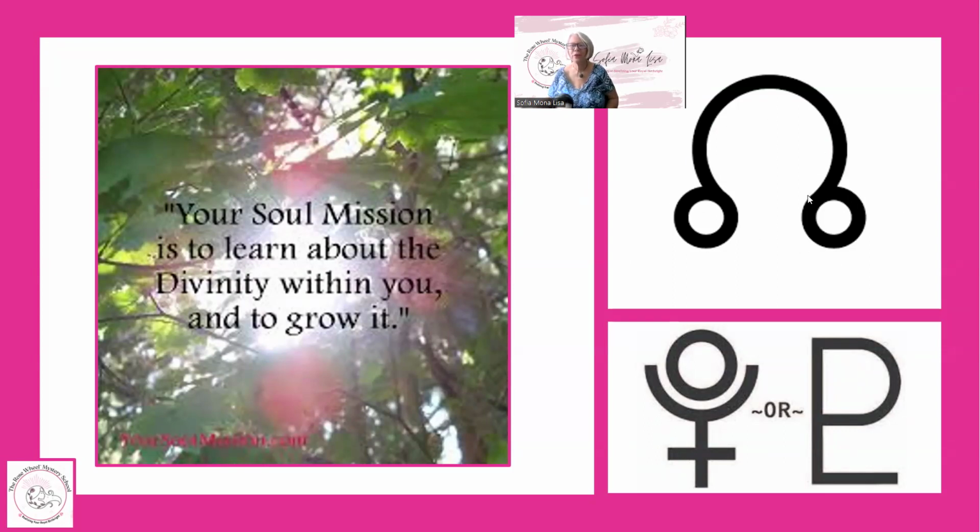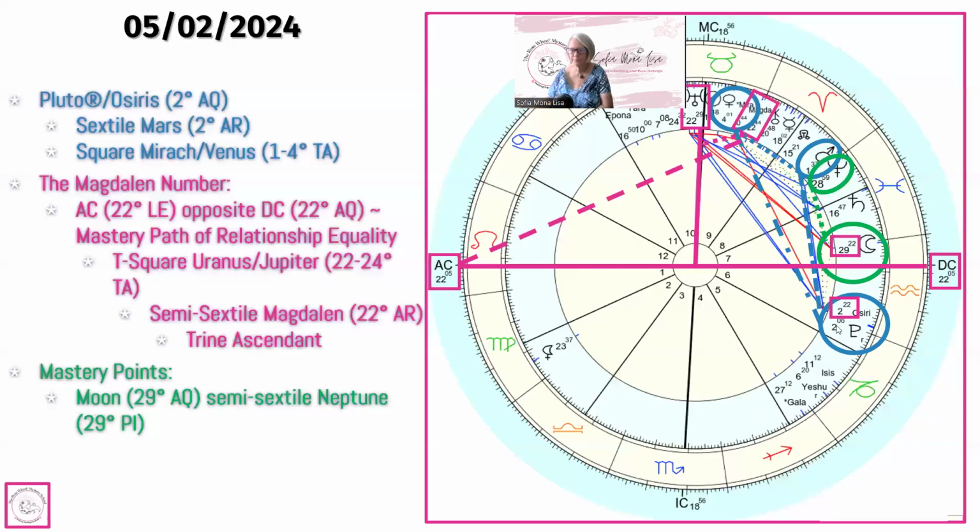This is the glyph for the North Node. These are the glyphs for Pluto. And you'll notice that in the chart I showed you of Pluto stationing retrograde, it uses this glyph. So I'll go back so you can see that. See, it uses that glyph. Okay, here's the North Node.